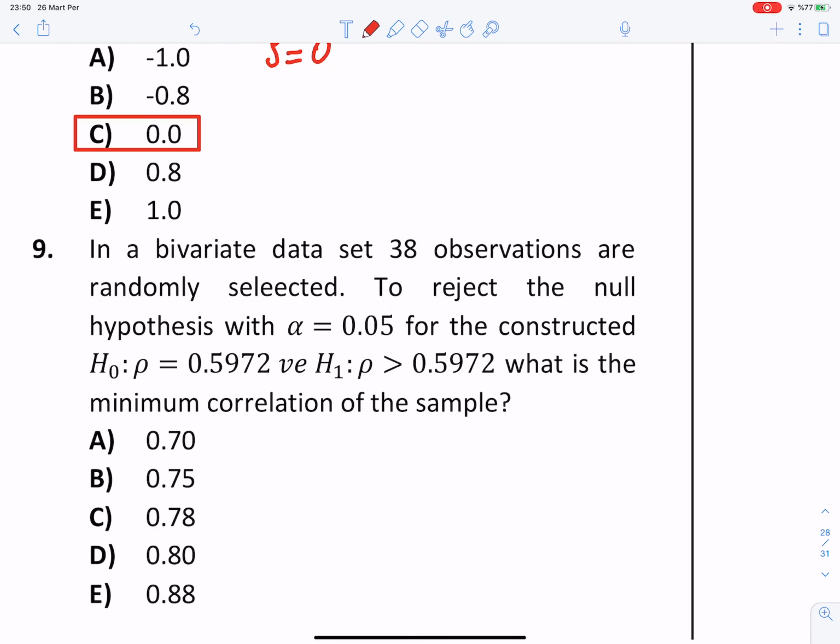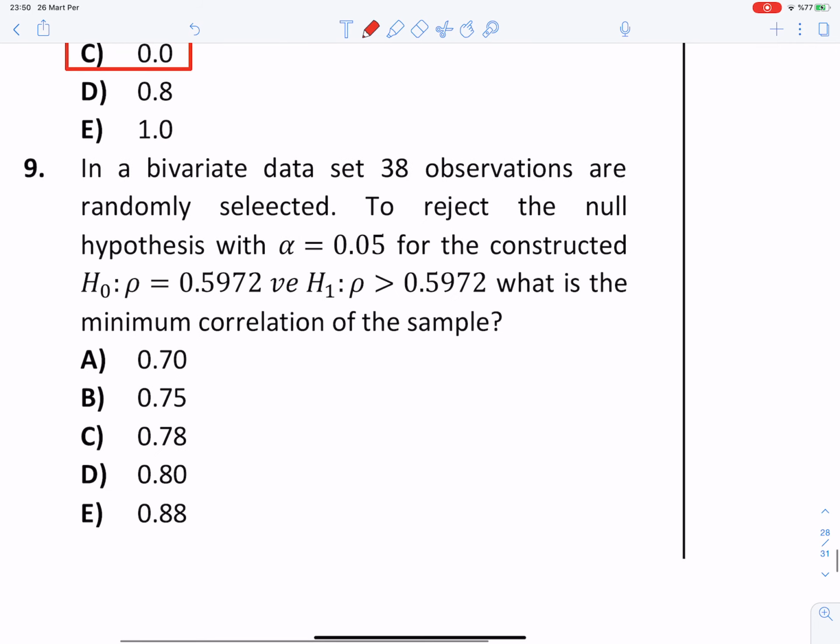Question 9. We have only 2 exercises left. In a bivariate data set, 38 observations are randomly selected to reject the null hypothesis with alpha equals 0.05 for the constructed H0: rho equals 0.5972 against the alternative rho is greater than 0.5972, and the question is, what is the minimum correlation of the sample?